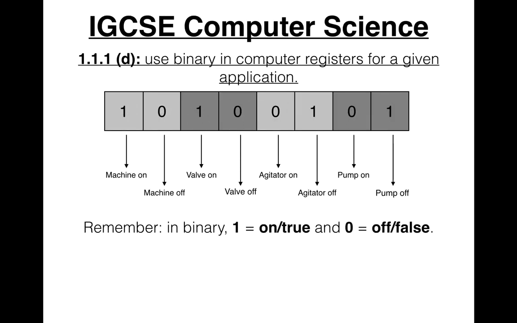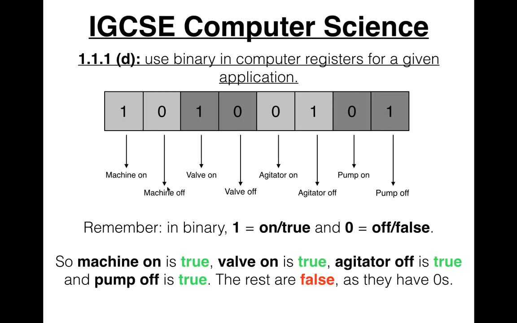If you remember in binary, 1 is on or true, and 0 is off or false. This whole true and false thing with binary is called Boolean, which I don't think you need to know for the course, though you're going to get something called Boolean algebra, but I think that's as far as you go.